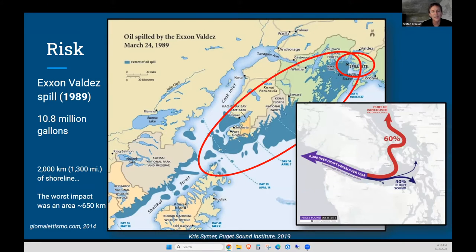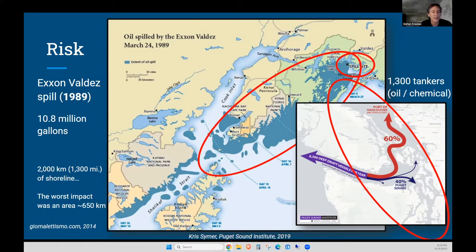And if you look at a map of the Salish Sea, where we get some 1,300 tankers a year, many of them carrying oil and chemicals, here's that same circle there, which is to say from the south end of the Salish Sea to the north end is about 600 kilometers. If you put a similar oil spill into the Salish Sea, you pretty much wall-to-wall oil carpet the entire water body. And it does not flush out very quickly.